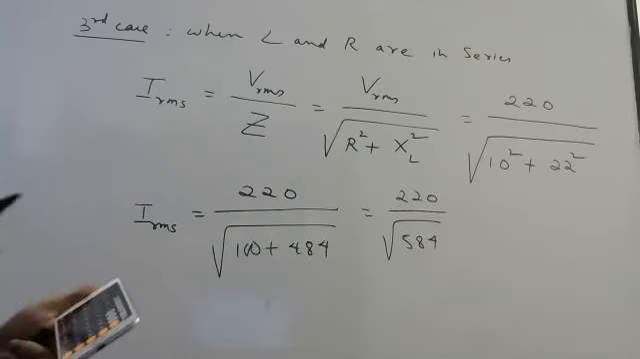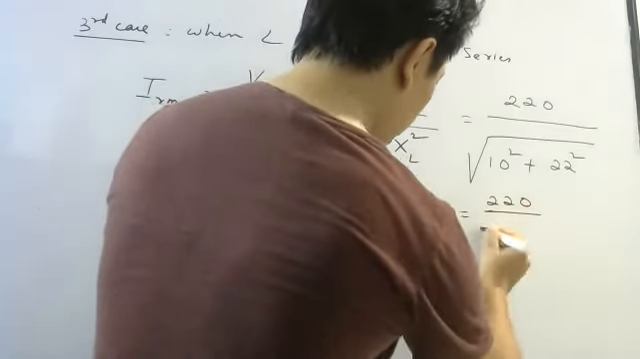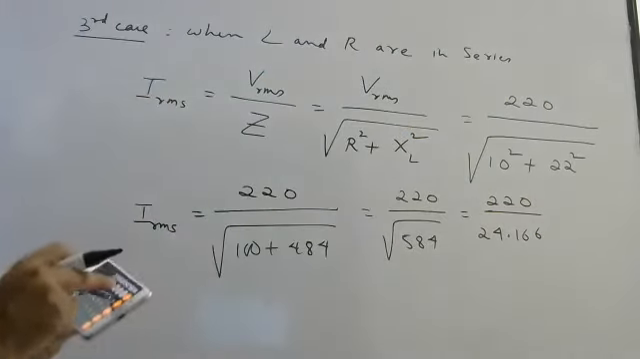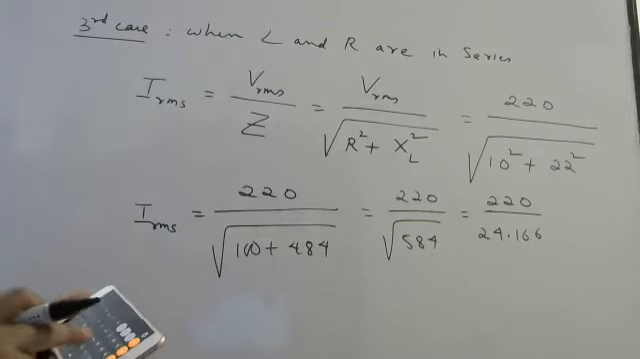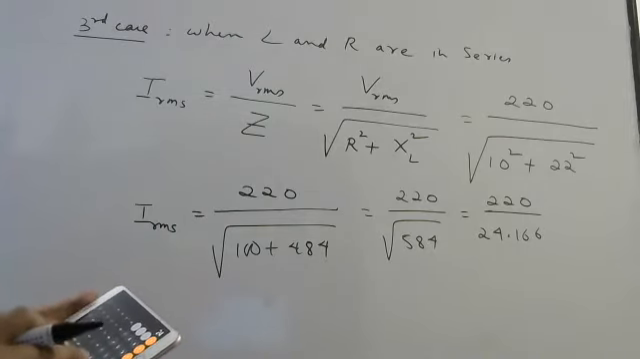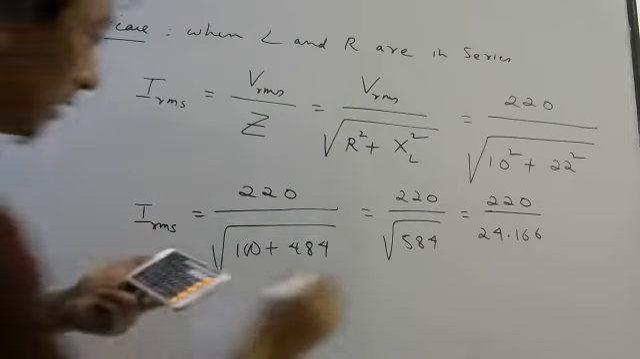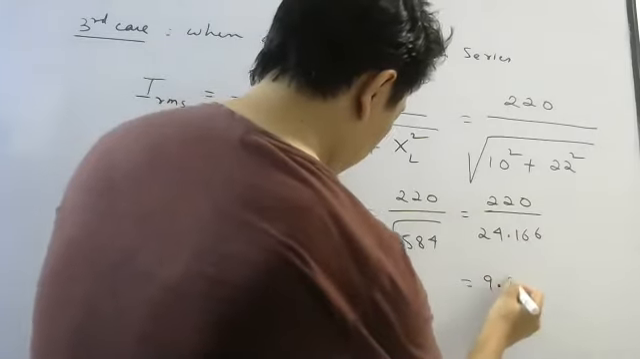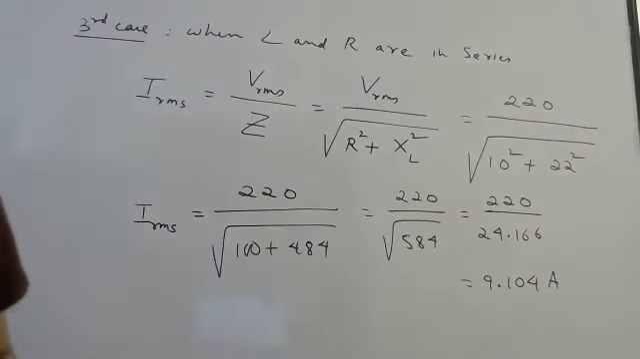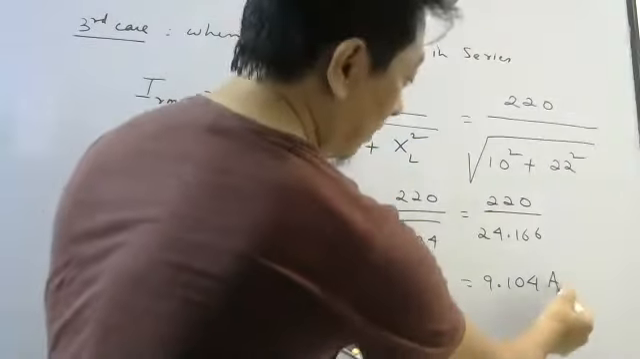584 square root is 24.166. Then I should divide 220 divided by 24.166. That gives 9.104 ampere. Correct. That last digit I made 4, because it is 6. Here that next digit is 6.